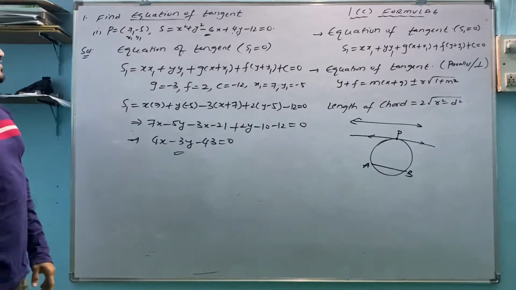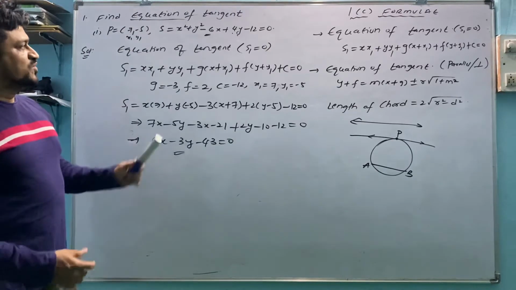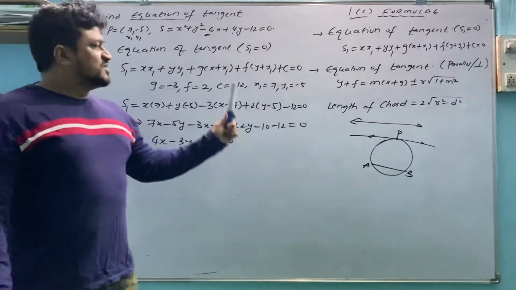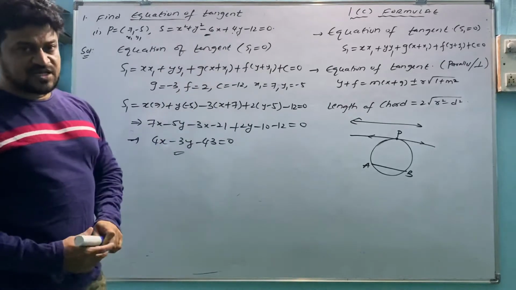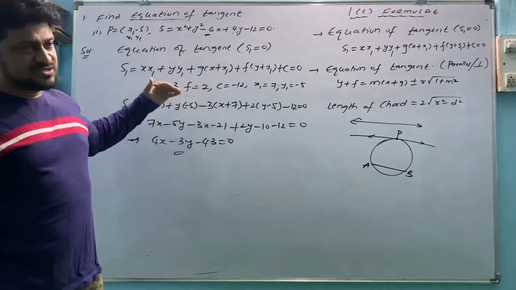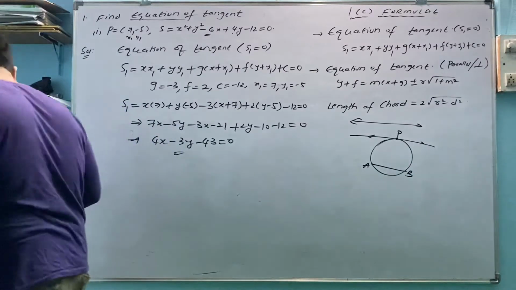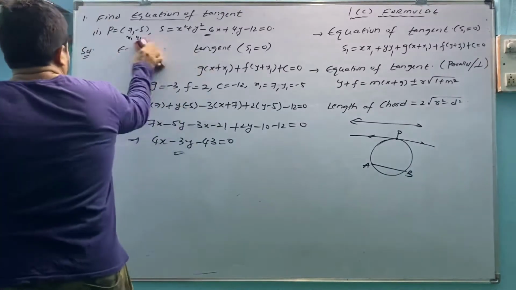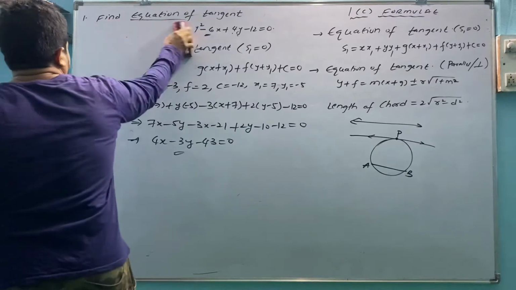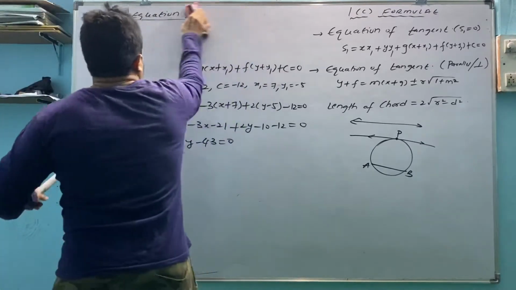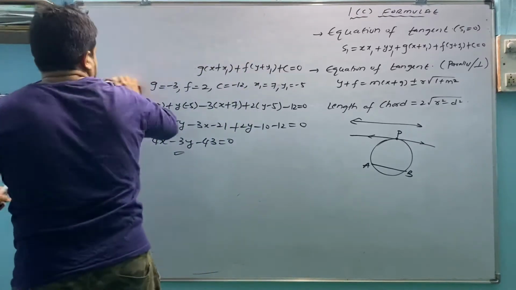Equation of tangent, S1 equals to 0. So you need to remember the formula. g, f, c values you have to get from the equation of circle, x1 and y1 from the point. Substitute in this one, you will get the equation of tangent to the circle. Three more bits are there that you have to try. That I will give you at the end of the class.